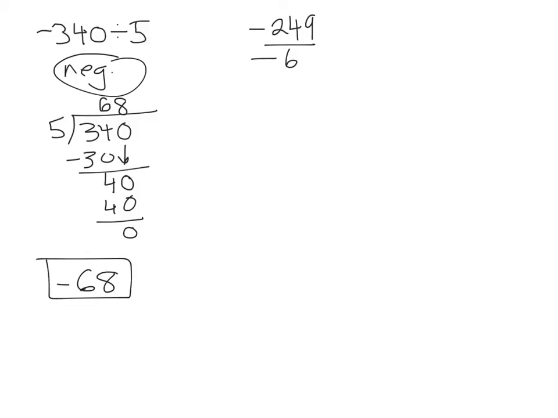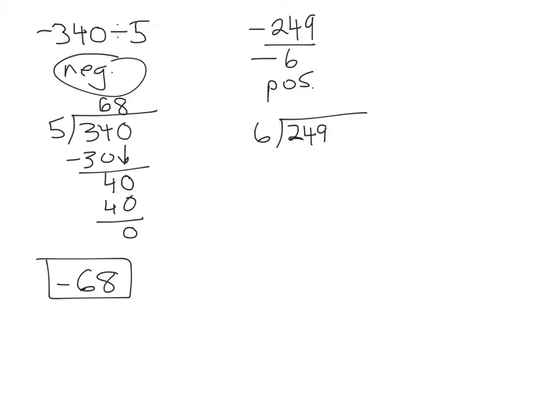There we go. Over here we got negative 249 divided by negative 6. I know my answer is going to be positive. Same sign, negative divided by negative. And set up our division right here. I'm going to ignore the signs when I write it out, because I already know what the sign of my answer is going to be.